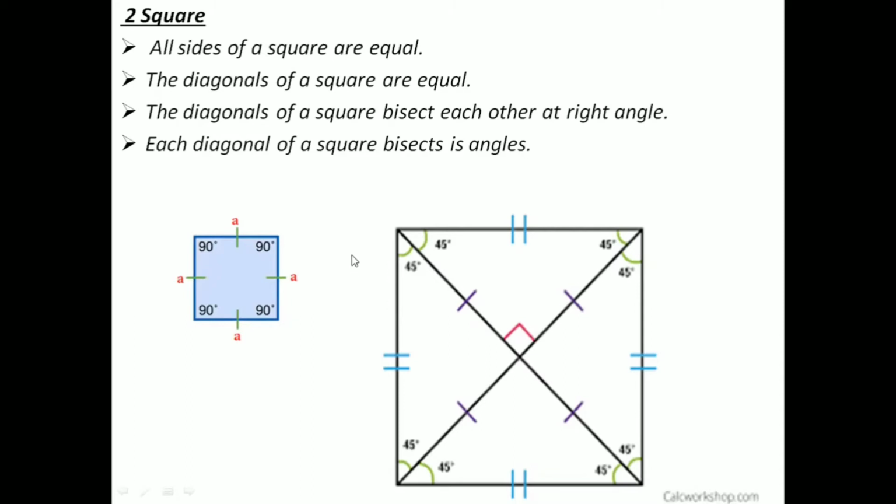Each diagonal of a square bisects its angle. As you know, each angle is 90 degrees, and when you draw the diagonal, it will bisect this 90 degrees into two equal parts. Bisect means dividing into two equal parts. This will be 45 degrees and this will also be 45 degrees, because diagonals bisect the angles of the square. These are the properties of a square.